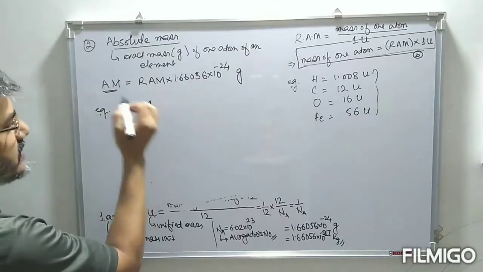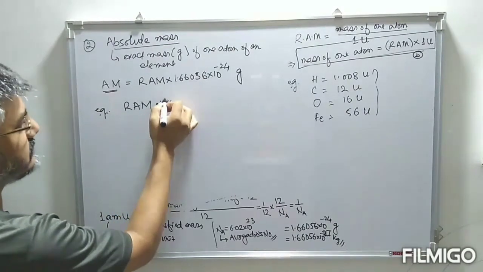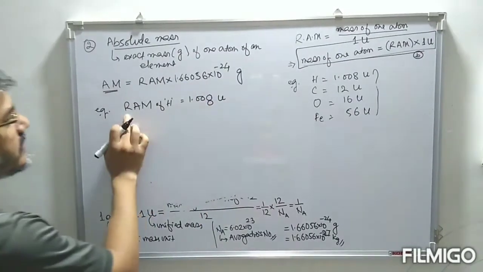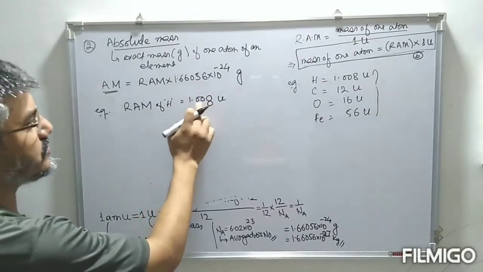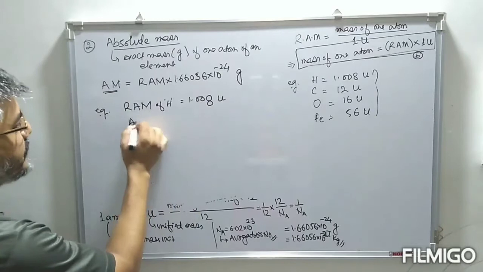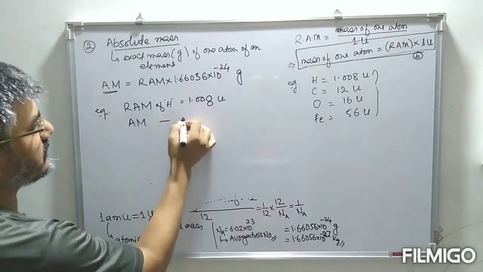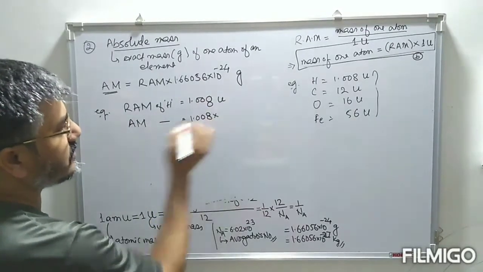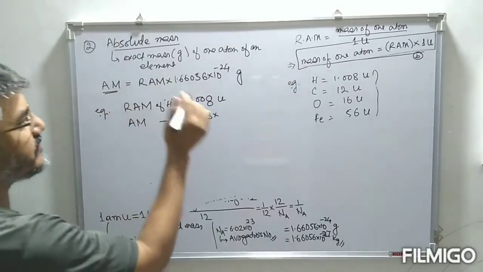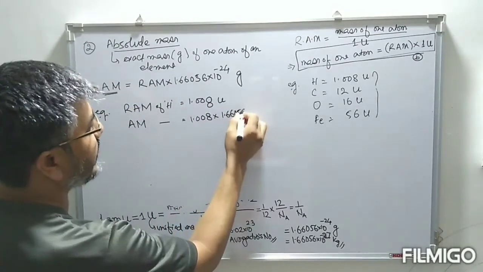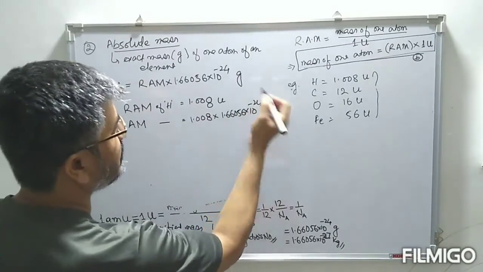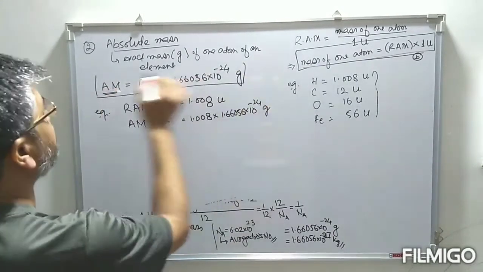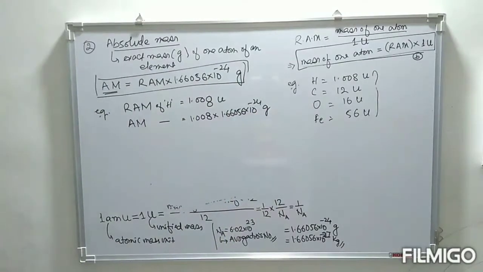The relative atomic mass of hydrogen is given as 1.008 U. If this is the relative atomic mass of hydrogen, then the absolute mass of one atom of hydrogen is the relative mass into the gram equivalent of unified mass, which is 1.66056 into 10 to the power minus 24 grams. So this is the exact mass of one atom of an element in terms of a gram unit.